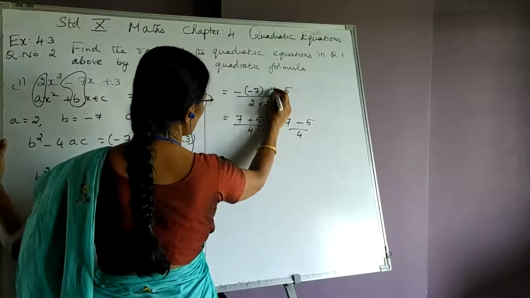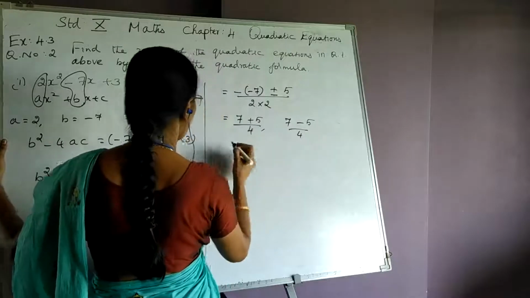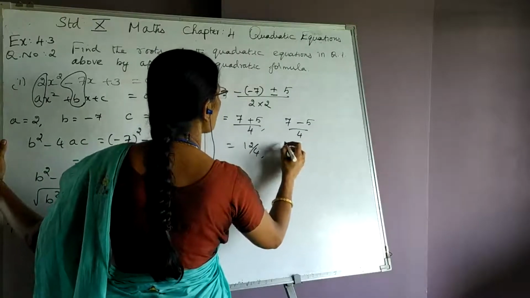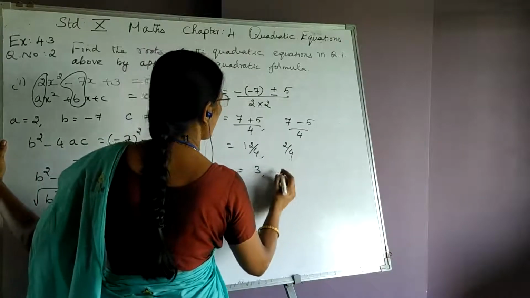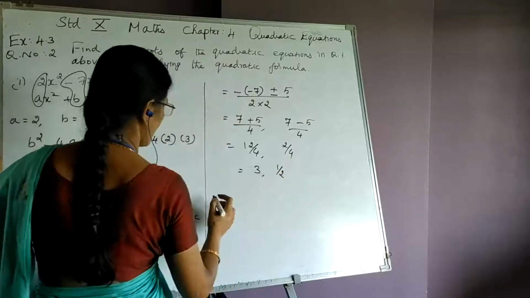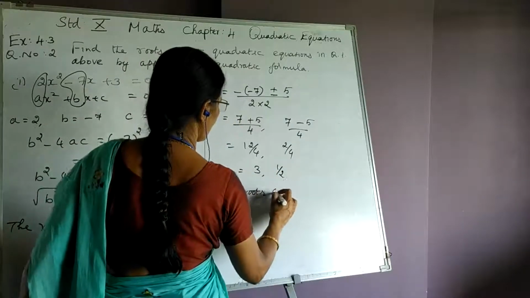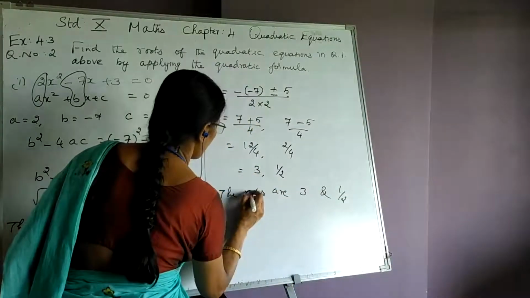Here we have plus minus. So with plus 5 we have taken one time, and then with minus 5. So it is 12 divided by 4, and here 2 divided by 4. It is 3 and what? And 1 upon 2. Therefore, the roots are 3 and 1 upon 2.